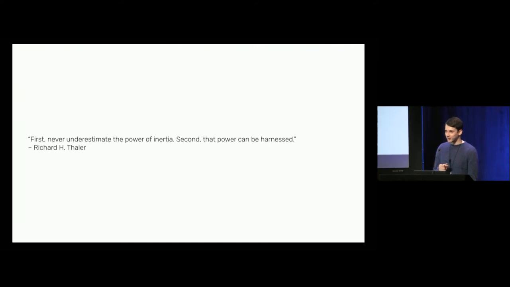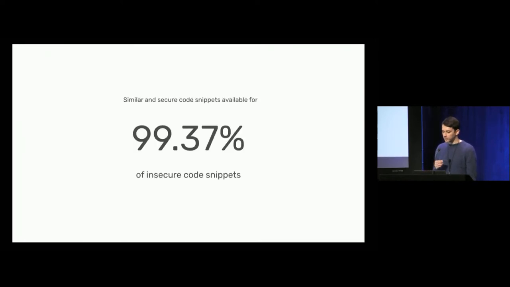That inspired us for our main idea. Let's try to harness code shopping on Stack Overflow to help developers get cryptography right. Okay, but how to do that? One of our most important findings to answer this question was that on Stack Overflow, similar and secure code examples are available for almost all of the insecure code snippets. So for any insecure code example, there's a pretty high chance to get an alternative code example that practically does the same thing, but in a secure way. In the end, we see getting cryptography right as a decision-making problem. And that's where the nudge theory comes into play.